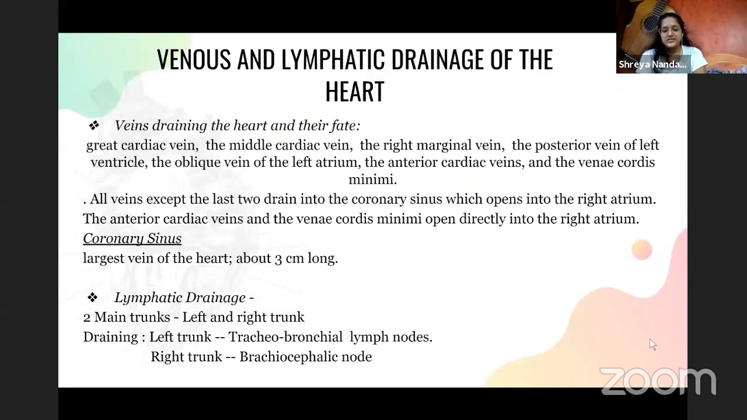And there's lymphatic drainage. The lymphatic drainage of the heart is taken up by two main trunks, that is the left trunk and the right trunk. The left trunk mainly drains into the tracheobronchial lymph nodes, and the right trunk drains into the brachiocephalic node.